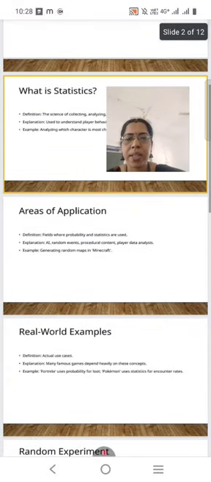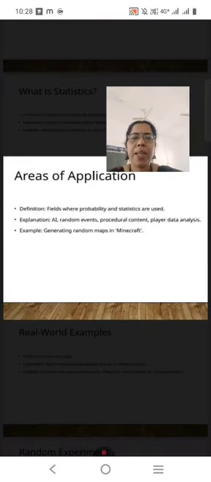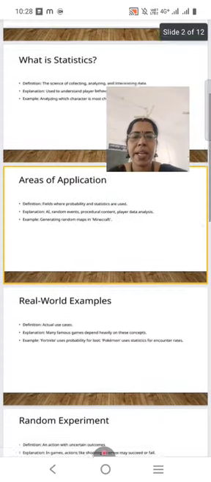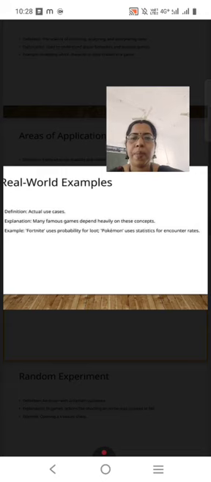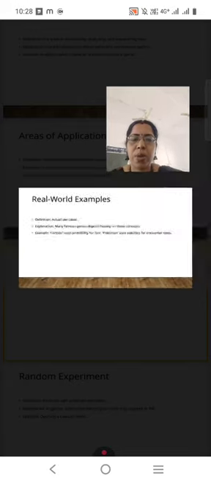The next one is area of application. Fields where probability and statistics are used. They are AI, random events, procedural content, player data analysis. For example, generating random maps in Minecraft. The next one is real world example. That means actual use cases. Many famous games depend heavily on this concept.